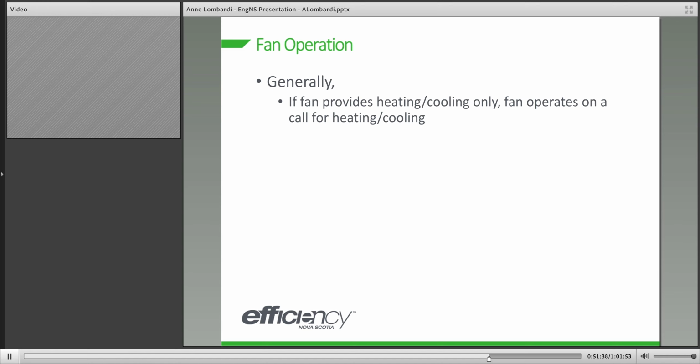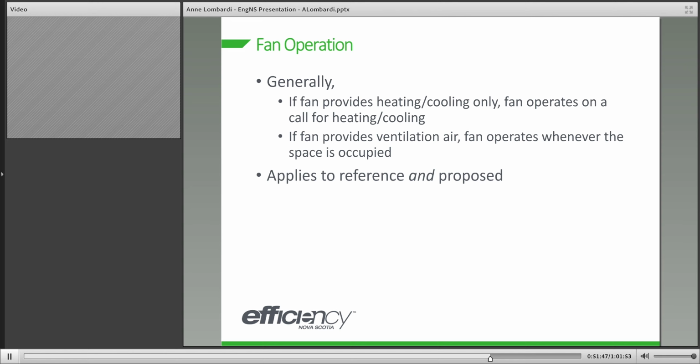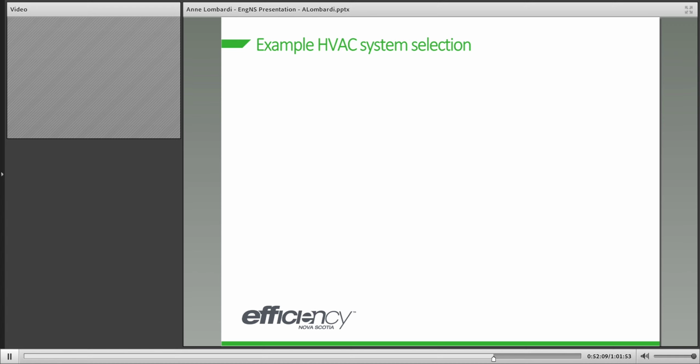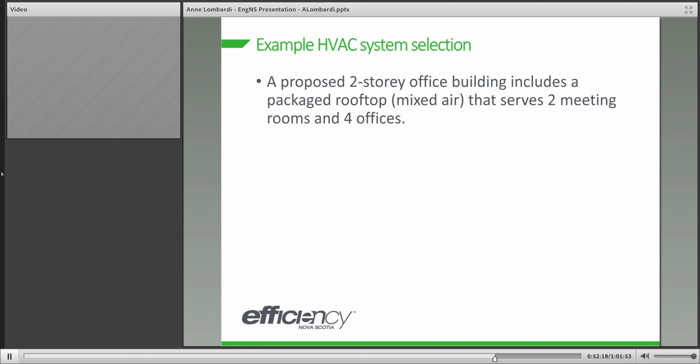Okay. Fan operation in general. So this is how your fan should be operating in the model, both models. If the fan is only providing heating and cooling, then it operates on the call for heat and cool. Great. If the fan is providing fresh air, it operates whenever the space is occupied, right? Because the occupants always need fresh air. And this applies to the reference and the proposed, and the fan operation should match. So if you have a rooftop that supplies fresh air in the proposed, it supplies fresh air in the baseline, which can sometimes contradict what the NECB says. But again, we should have those systems matched.